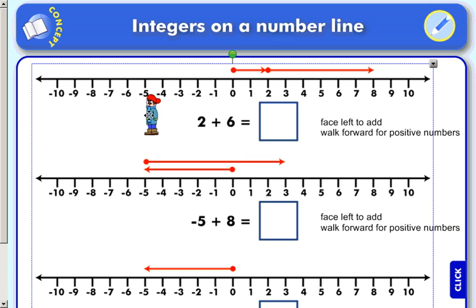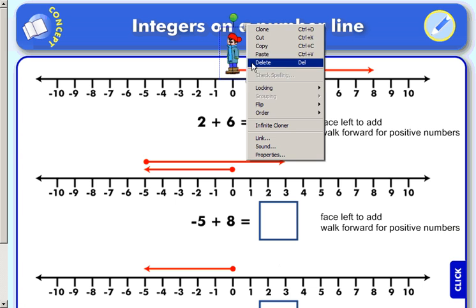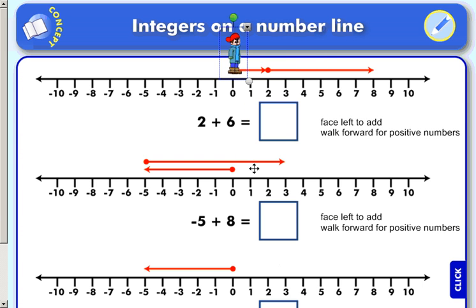So the first thing that we see is we're going to flip him. So he is facing this way on the number line. He's facing to the left. So he was looking at you and then he turned to the left. He started at 2 and then to that 2, he added 6. He's going to walk forward for adding a positive number. So he had 2 and he went 1, 2, 3, 4, 5, 6. 2 plus 6 is a positive 8.